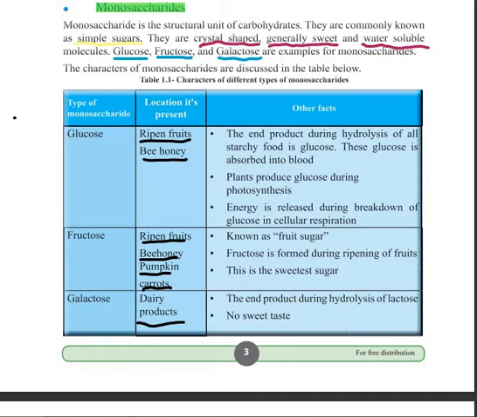Note in fructose, we see fructose is known as fruit sugar. Fructose is formed during ripening of fruits. Fructose is the sweetest sugar. In galactose, we see the end product during hydrolysis of lactose. No sweet taste.